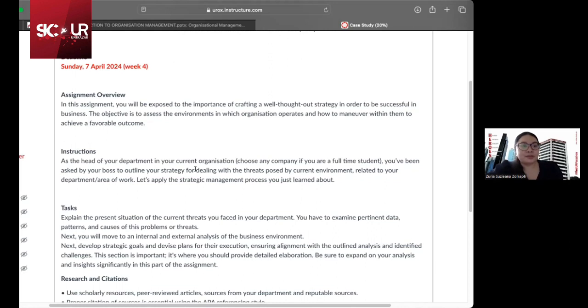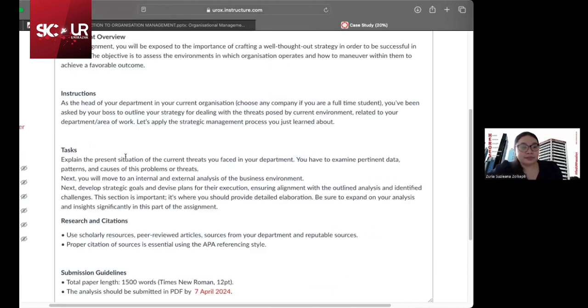Okay. So the task is to explain the present situation of the current threats that you face in your department. And then, let's say if you have data, patterns, or causes of the problem of the threats. Okay, again, any confidential information, any confidential data, please don't put it in your assignment. Even though this assignment will not be published anywhere, it is strictly used for academic purposes. But it depends on your company's policy. If the data is confidential, don't put it here.